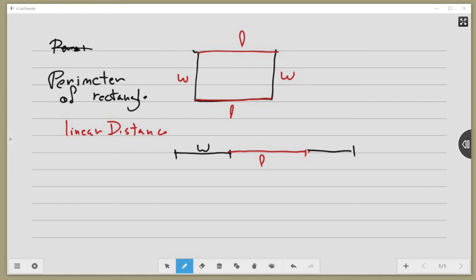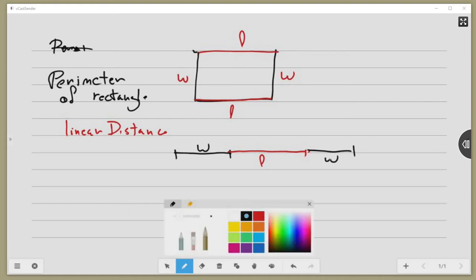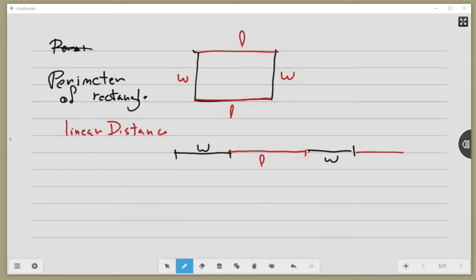And that's W. And finally, I have a length. Now I want you to measure that length. That's perimeter. You would be surprised how many people mix up perimeter with area. Perimeter is the outside of the building. All right?